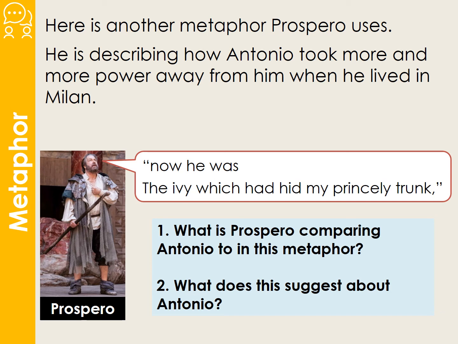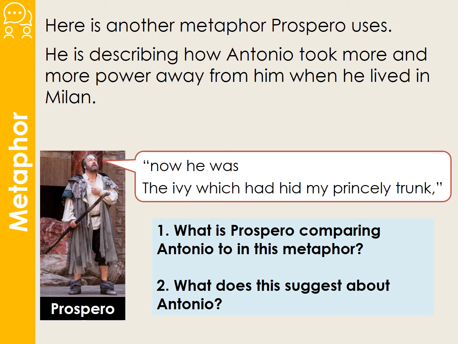So I have two questions for you. Again, you can either make note of these questions or you could just think about it in your head as you read. I don't mind what you do here. So number one, what is Prospero comparing Antonio to in this metaphor? And number two, what does this suggest about Antonio?